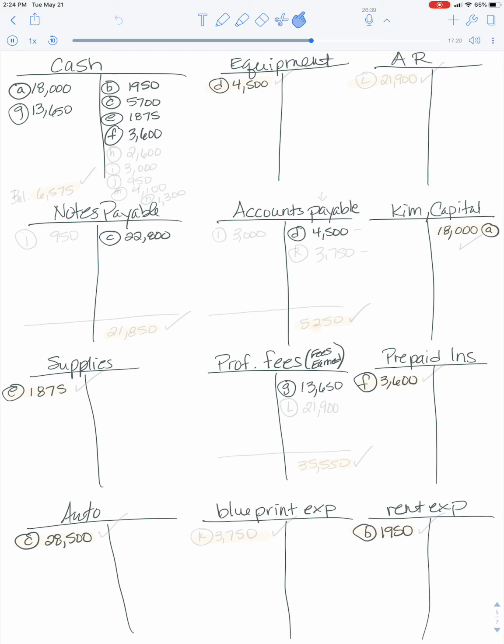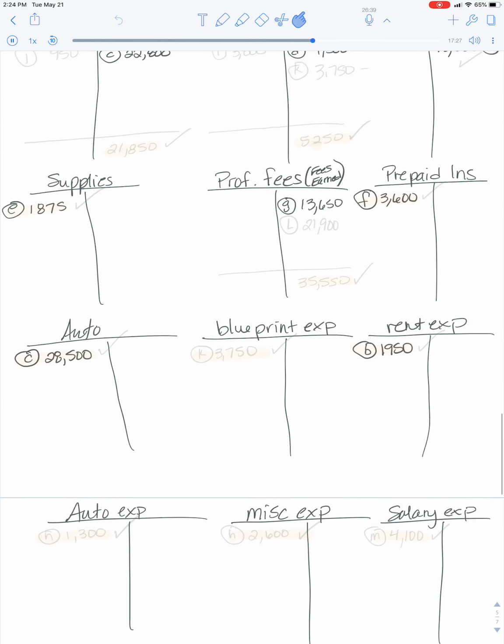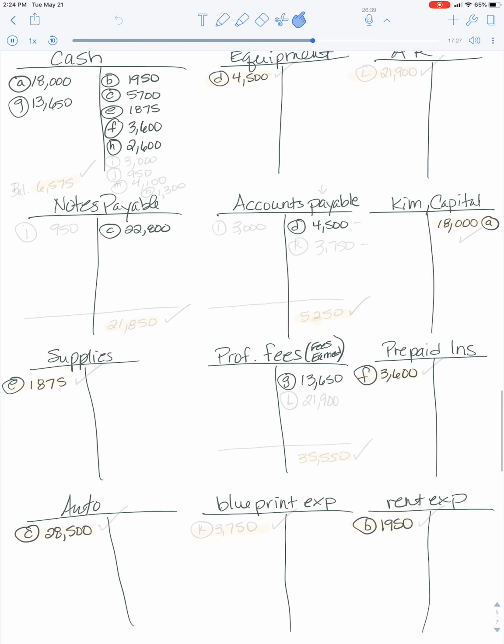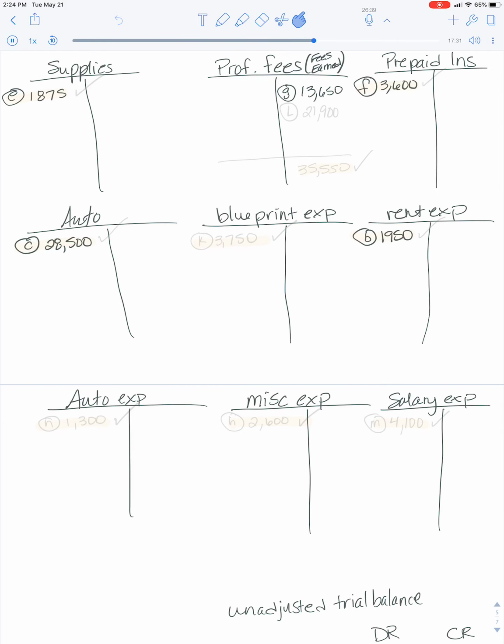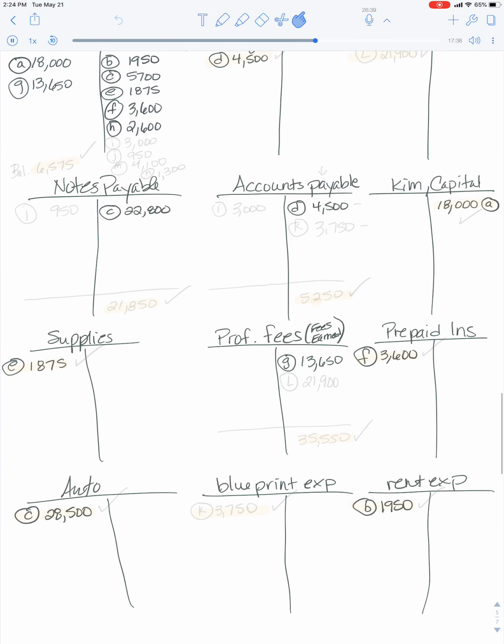H, we paid cash for miscellaneous expenses, so our cash went down $2,600. And we can describe that with just a miscellaneous expense title, debiting miscellaneous expense.